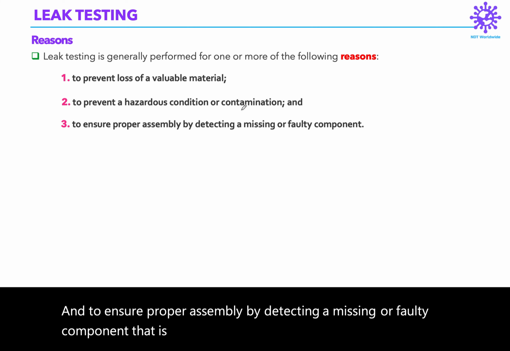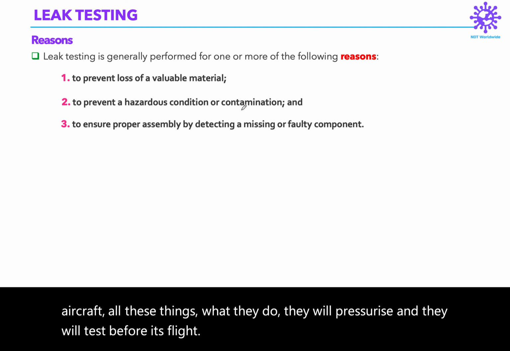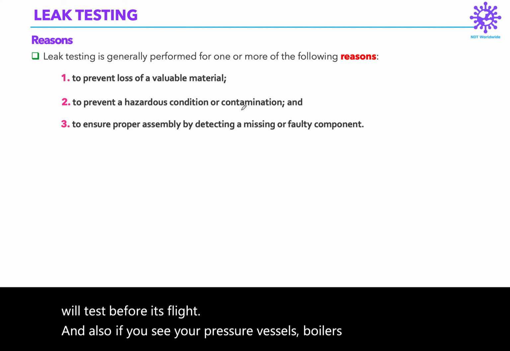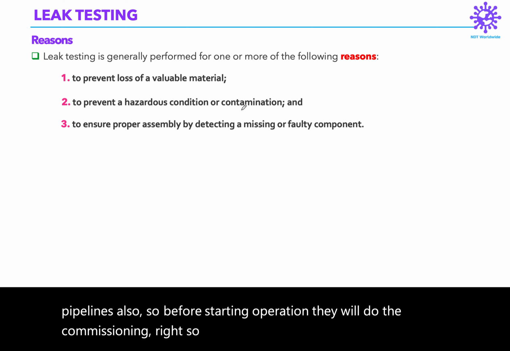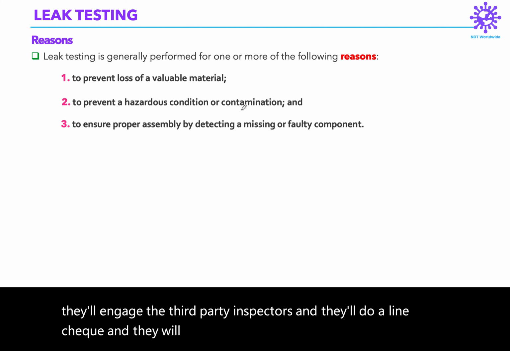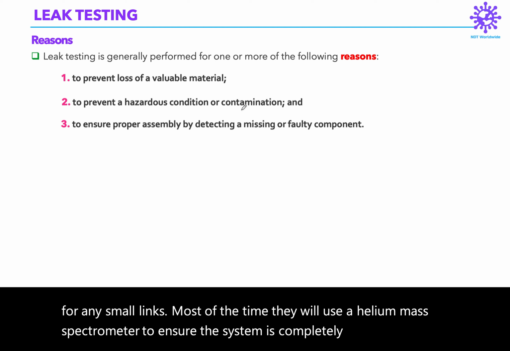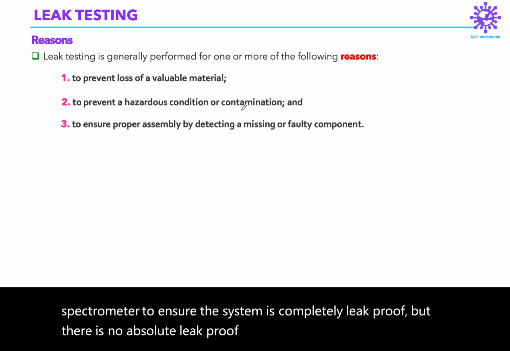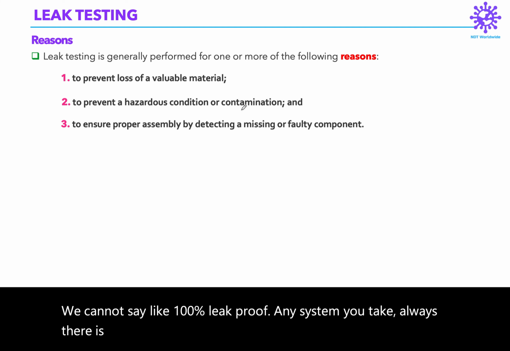Best examples, if you see your spacecraft or any aircraft, what they do, they will pressurize and they'll test before its flight. And also if you see your pressure vessels, boilers, even your pipelines, before starting operation they'll do the commissioning, right? During the commissioning stage, they'll engage third party inspectors and they'll do a line check, and they will pressurize with the medium, and they will test for any small leaks. Most of the time they'll use a helium mass spectrometer to ensure the system is completely leak proof, but there is no absolute leak proof.